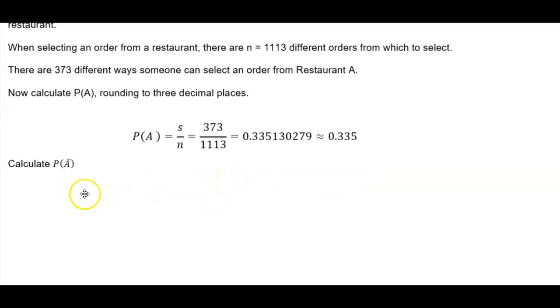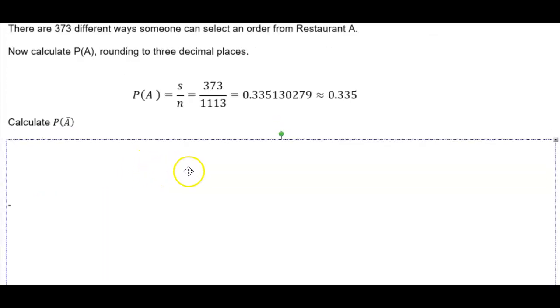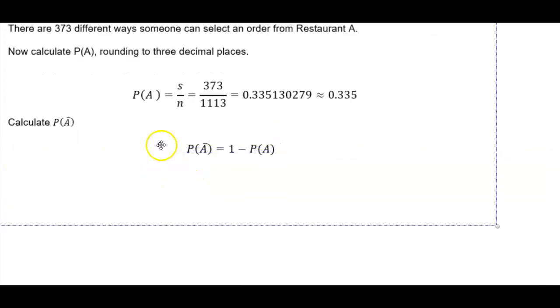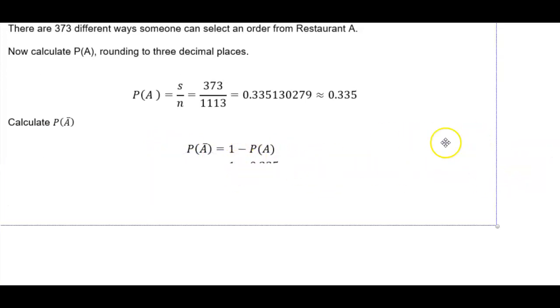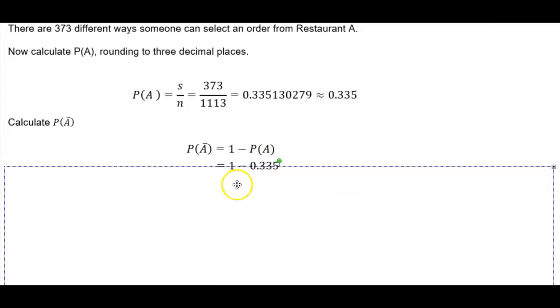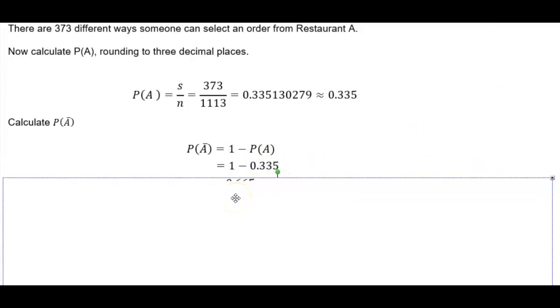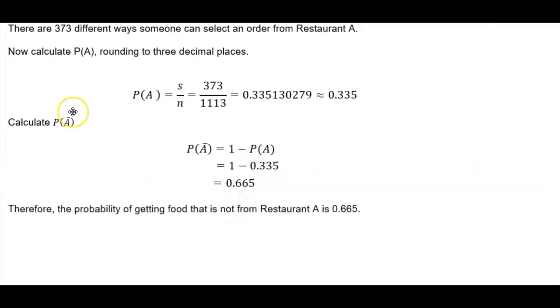Now we need to calculate the complement of A. Remember, the formula is the probability of the complement of A is equal to 1 minus the probability of event A. So 1 minus 0.335 is 0.665, and therefore the probability of getting food that is not from restaurant A is 0.665.